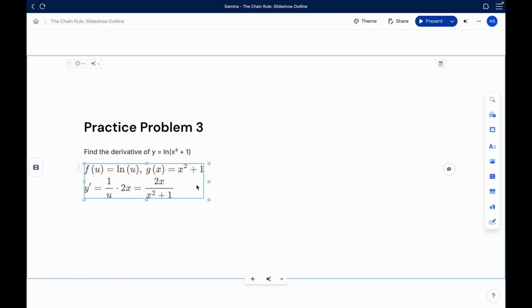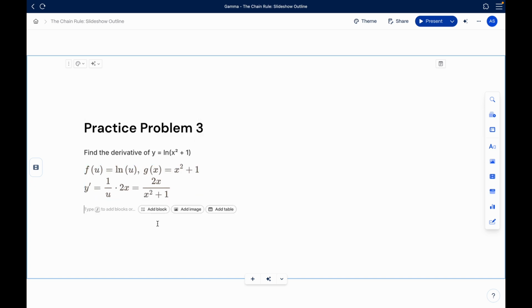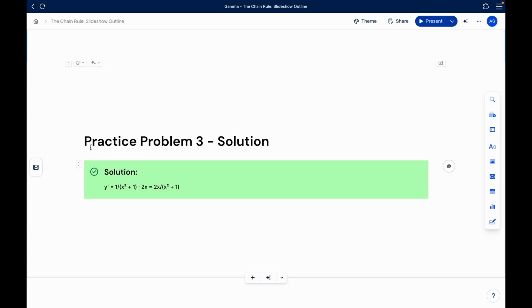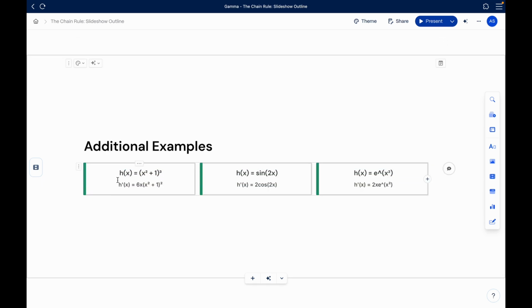That's pretty much all we need to do for our practice problem. And here's the solution. Y dash is equal to 1 divided by x squared plus 1 times 2x, which is equal to 2x divided by x squared plus 1. Here are a few additional examples or challenges that you can do at home. Well, most likely you'll be watching this at home, but you can do them on your own after watching my video, and the solutions are on the bottom right over here.